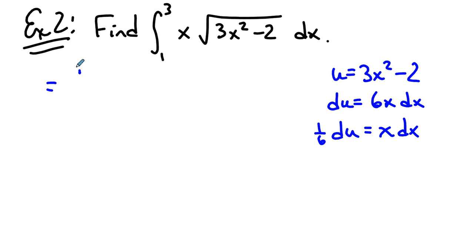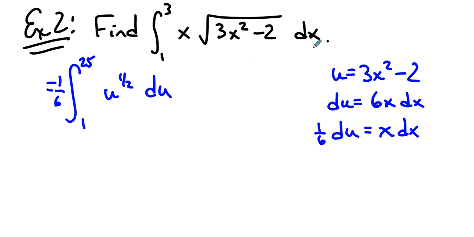But we don't have 6x dx, we have 1x dx, and that's 1/6 of du. Now, what we would have done in times past is say the square root of u, and then x dx is 1/6 du, so the 1/6 can come out. In times past, we would have done the antiderivative, substituted back in what u was, and then done the fundamental theorem with the 1 and the 3. But we don't have to do that. We can decide that when x is 1, u is also 1. And when x is 3, u is 27 minus 2, which is 25.